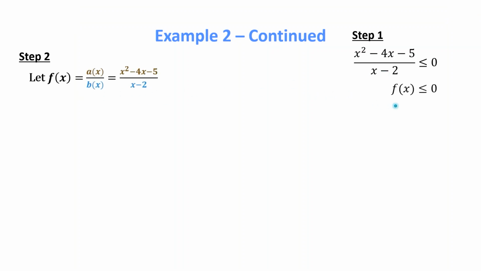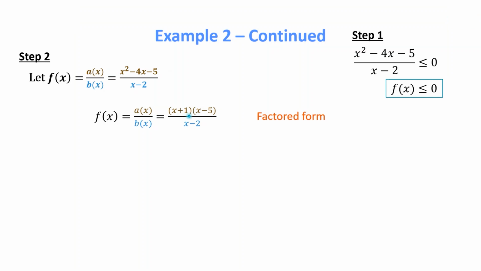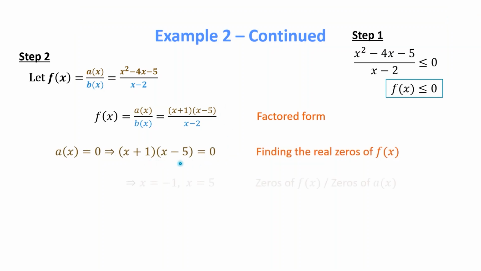So then we'll have f of x, which is this bit on the left, is less than or equal to 0. And this information we're going to use in step 4. That's why I've highlighted it there. So once we've done that, we will factorize the numerator and the denominator separately. So if I factorize the numerator, we'll end up with x plus 1, x minus 5, and the denominator can't be factorized, so we leave it as x minus 2. So now that they're factorized, we'll set the numerator equal to 0, like so. We solve this to give us x equals minus 1, x equals 5, and these are the real zeros of the function f of x.